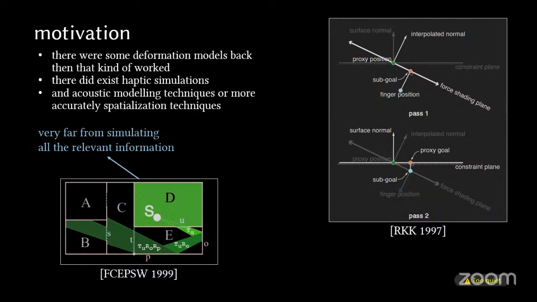You can see this just divides the space into A, B, C, D, E, or some different spaces, and you have a source of the sound, which is S. You have all the reflections here and here, so you just simulate those routes. But like I mentioned, it's really far from simulating all the relevant information, because real world scenarios are more complicated than that.